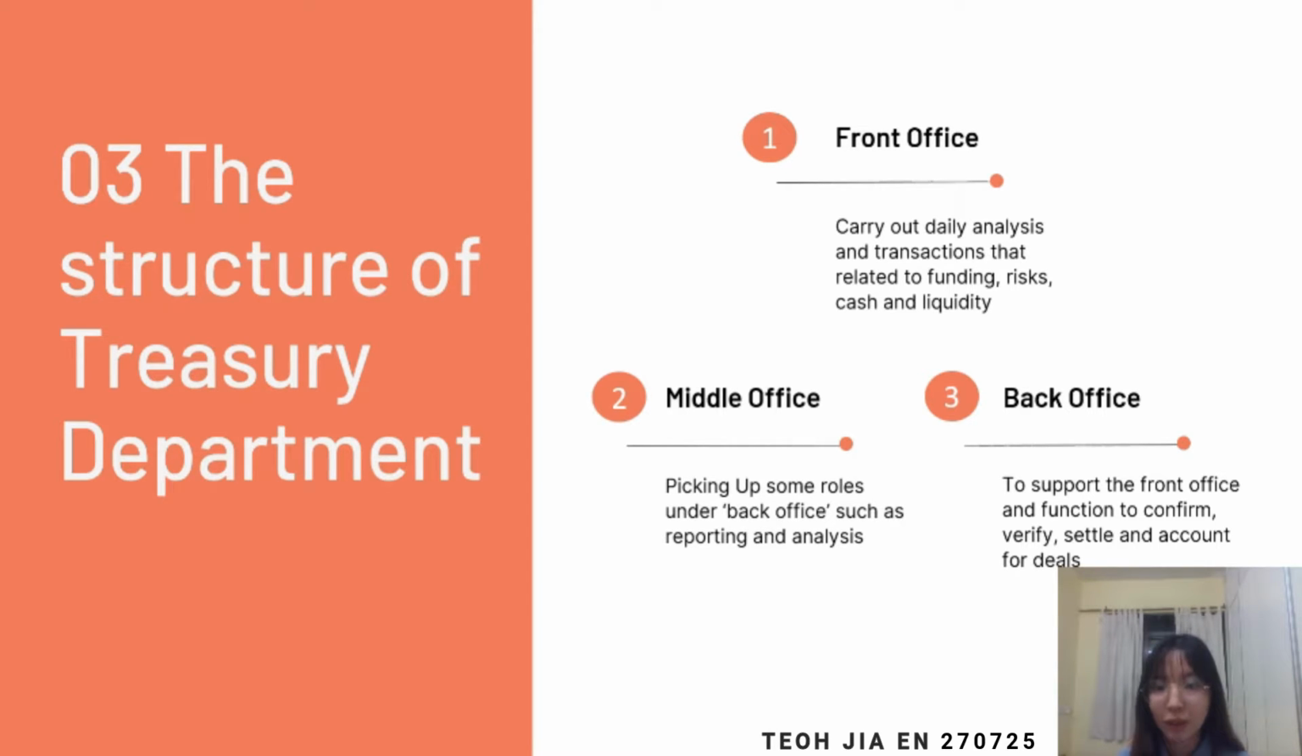The second one is the middle office. They will pick up some roles under the back office, such as reporting and analysis. And the last is the back office, which supports the front office and functions to confirm, verify, settle, and account for the deals. So that is all for my part here.